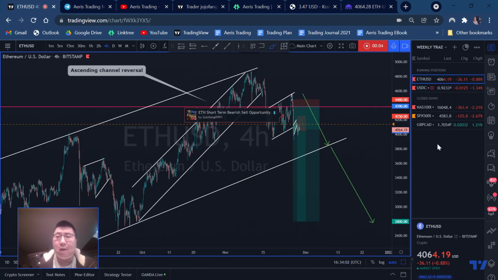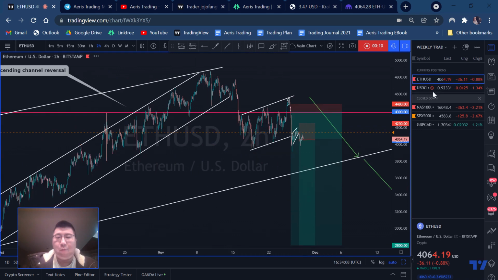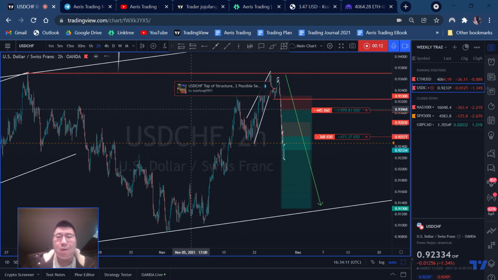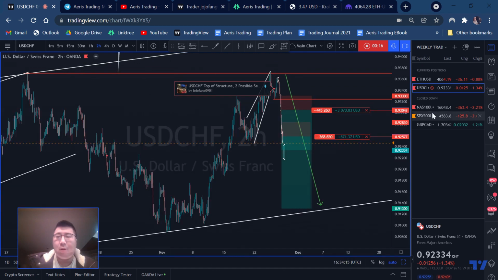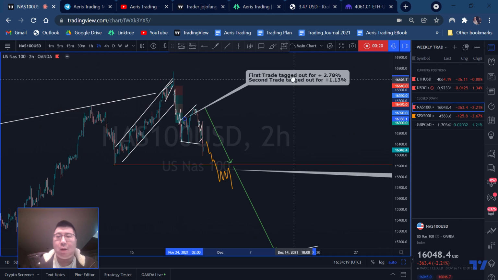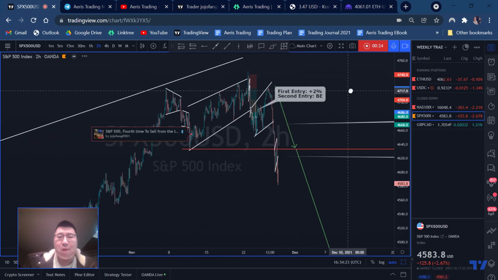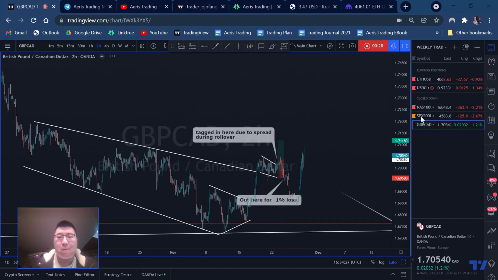This week you can see I got involved in 5 positions, 2 current positions that are still running right now. Ethereum is running about 3.2%. Dollar Swiss is another big one that is currently running live about 3.7% or so. And I also closed down NASDAQ here, 2 positions closed down, I think about 3.91%. And S&P 500 closed down for 2%. And I have Pound CAD here closed down for a full 1% loss.